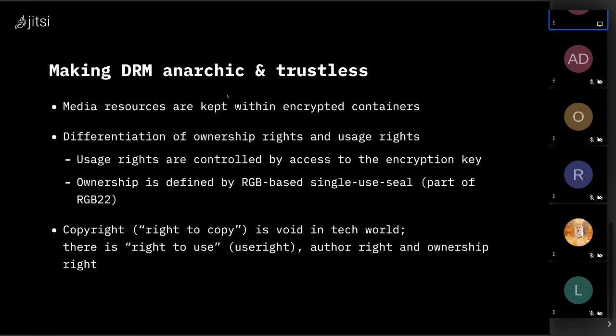But generally, with this type of DRM system, we differentiate the rights of ownership and the rights of use. Usage rights are controlled by access to the encryption key. If you have the encryption key, you can basically read the content, and you don't need an on-chain transaction to sell the usage rights. So this is a very scalable procedure where you can sell the usage right of a certain NFT token as an owner without the need of an on-chain or Lightning transaction.